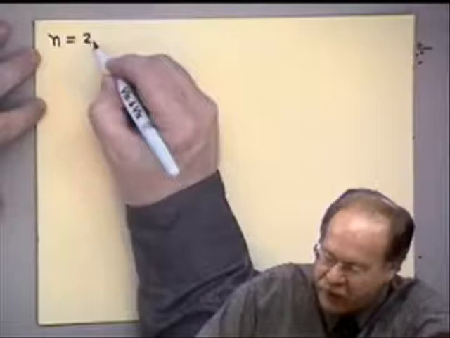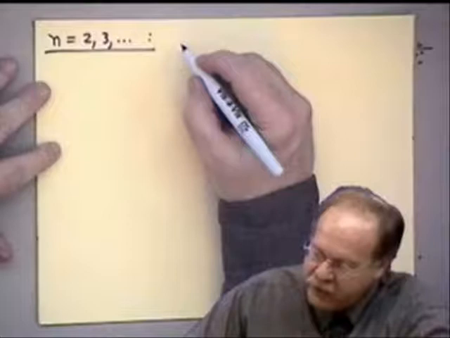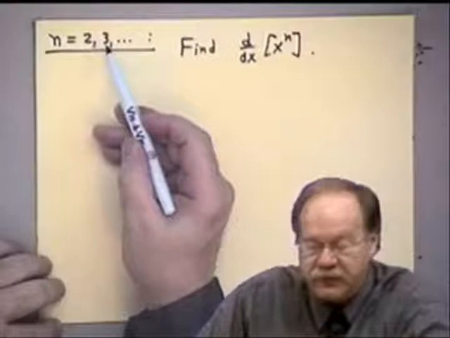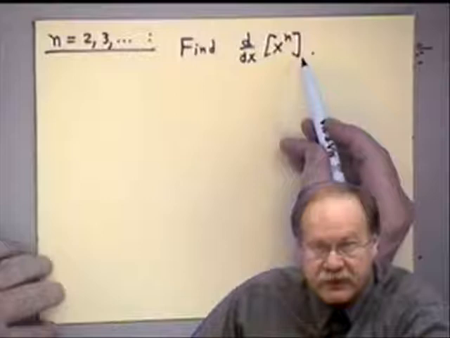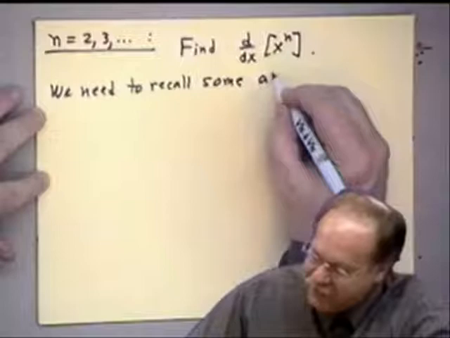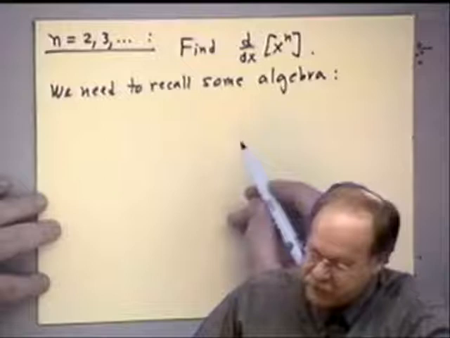What we need to do is to find the derivative of x to the n using this notation. That's the function f of x equals x to the n, where the n is 2, 3, or so on. How are we going to do that? Well, we can't resort to looking at pictures this time. We'll have to go back to the definition. So first of all, we need to recall some algebra. Once we have these rules, we can avoid a lot of this algebra, but right now we have to actually walk our way through it and use the algebra.